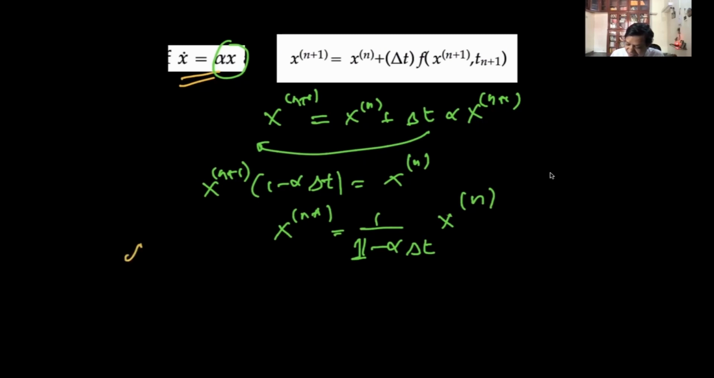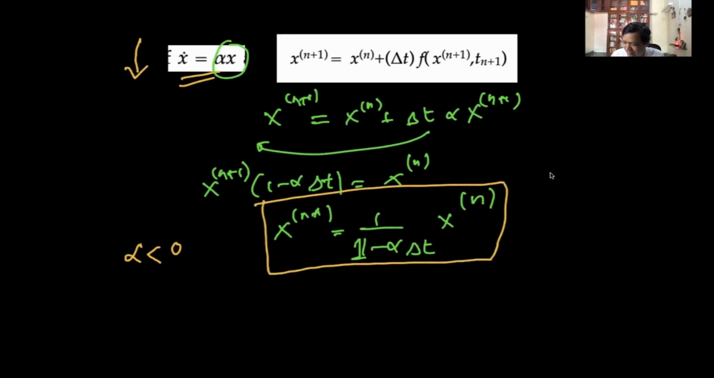Imagine alpha is negative, real and negative. And this solution will decrease with time. What happens to this solution? Will it decrease in time? Yes, it will decrease in time because this minus alpha is positive. So this whole thing, this denominator, is greater than 1. So the prefactor here, the whole prefactor together, is positive and less than 1.